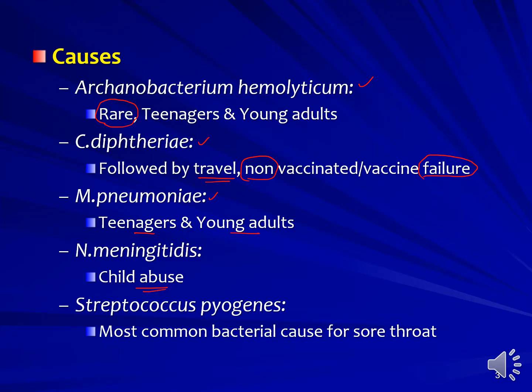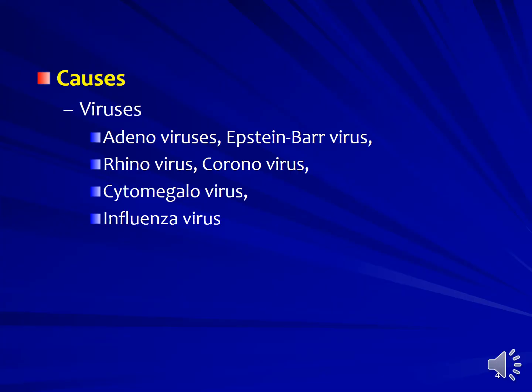And the next one, which is not the least but the first one to be considered, is Streptococcus pyogenes. That's the most common bacterial cause of sore throat. Viruses such as adenoviruses, Epstein-Barr virus, rhinovirus, coronavirus, cytomegalovirus and influenza virus also cause sore throat.